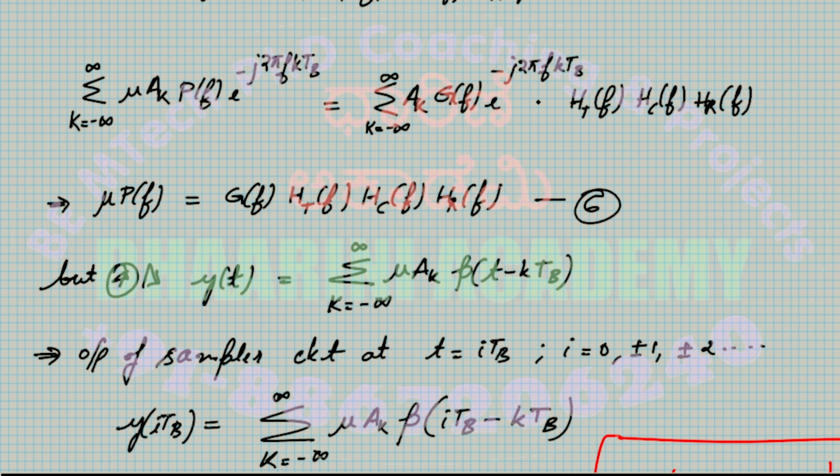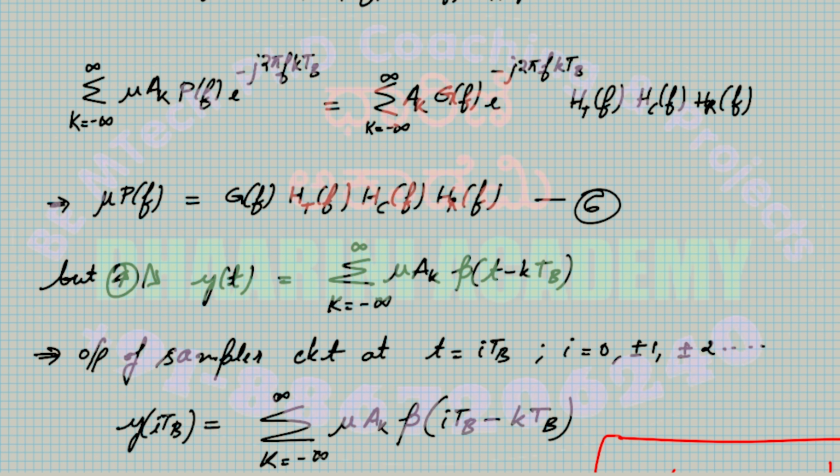Right. So mathematics says that if you have the same limits on both sides, you can cancel. So the summations get cancelled. After you cancel the summation, if you get the same variables, you can cancel. So a_k cancels. Same functions exist, cancel. The e to the powers are the same on both sides, they also get cancelled. Whatever is remaining, we'll write as equation number 6. Left hand side mu into P of f. Right hand side G of f H_T of f H_C of f into H_R of f.